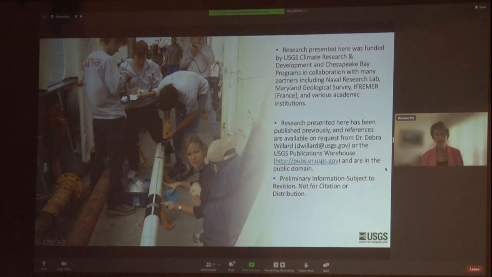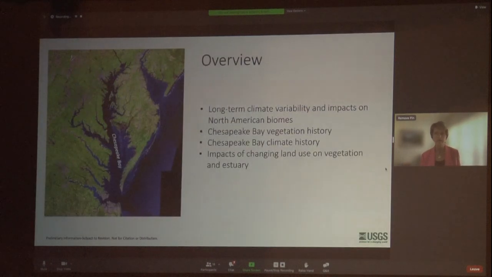Of course, none of this works in a vacuum. We have relied on many colleagues at a variety of federal and state agencies and academic institutions to get a really good, complete understanding of variability in the bay itself, as well as in its landscape. So what I'll do today is give you a brief overview of Chesapeake Bay. Tom already hit most of it. And we'll discuss the long-term climate variability and its impacts on North American biomes. And then we'll go into the Chesapeake Bay vegetation history, climate history, and impacts of changing land use on that.